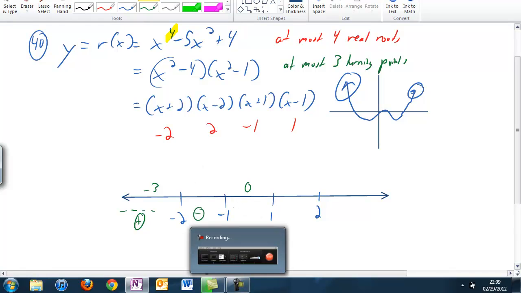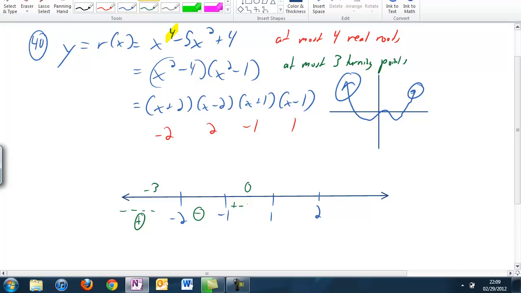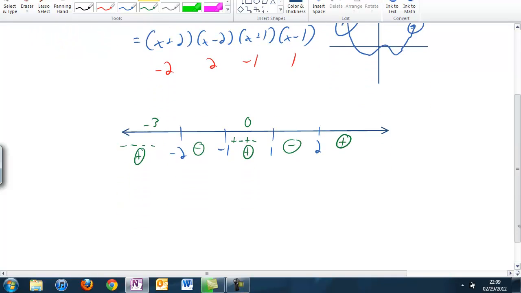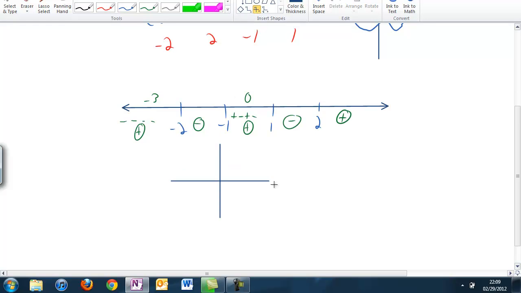I have plus, minus, plus, and minus. That's also a positive. Okay, so yes, it is alternating, minus and plus. Now that I have that, let's sketch a more formal graph.